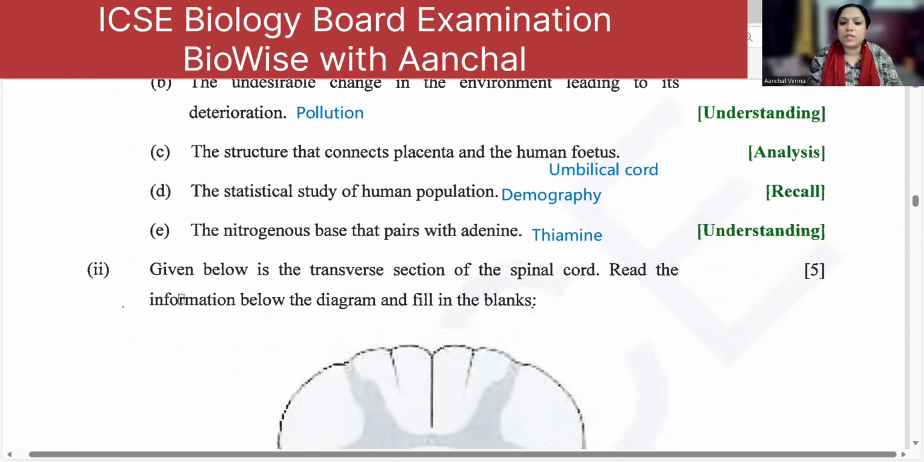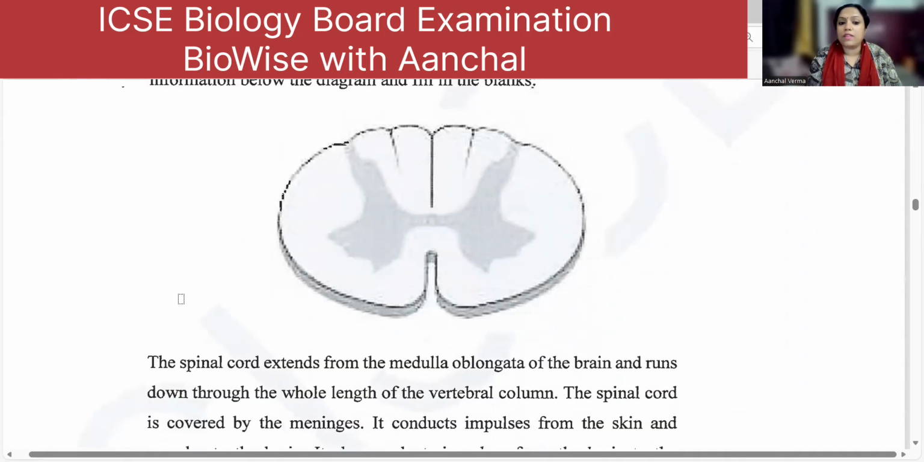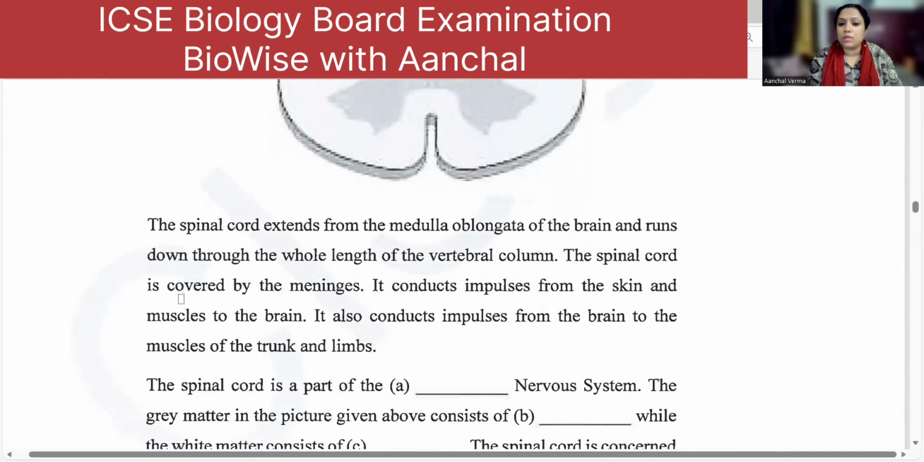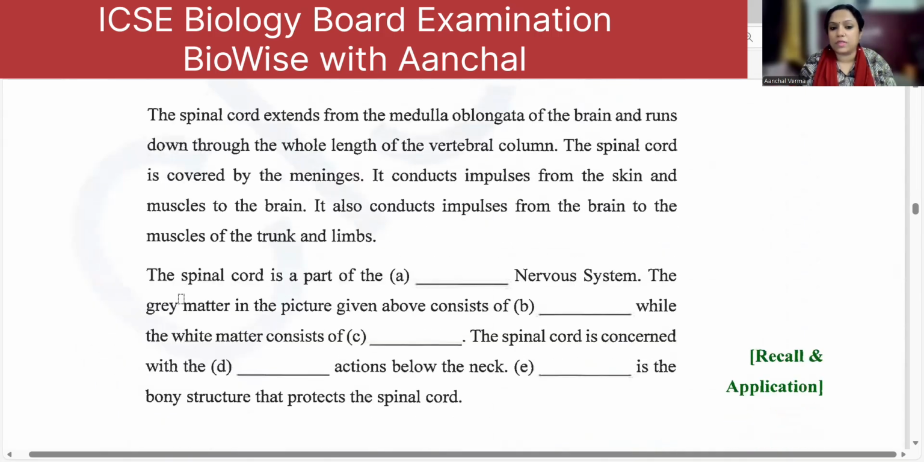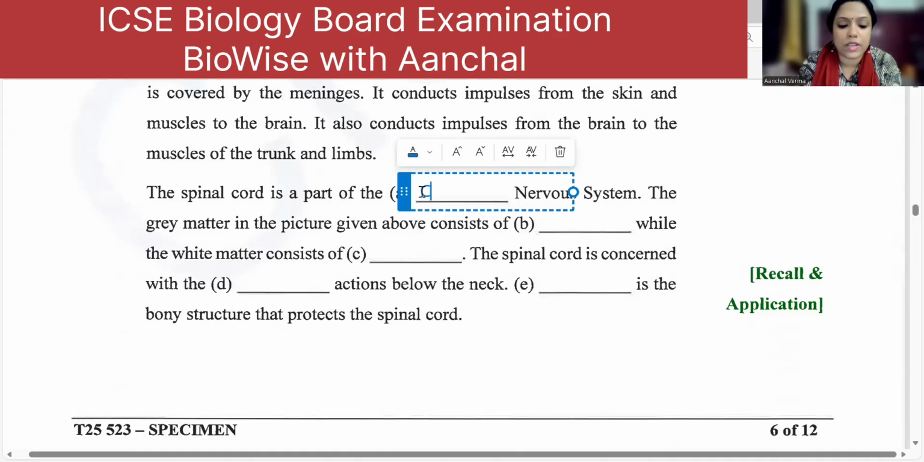Given below is the transverse section of the spinal cord. Read the information below and fill in the blanks. The spinal cord extends from the medulla oblongata of the brain and runs down through the whole length of the vertebral column. The spinal cord is covered by the meninges. It conducts impulses from the skin and the muscles to the brain. It also conducts impulses from the brain to the muscles of the trunk and the limbs. Now, the next one: the spinal cord is a part of dash nervous system. Do not write CNS because nervous system is already given. You have to write central nervous system.